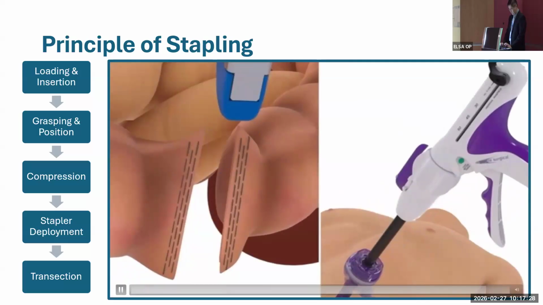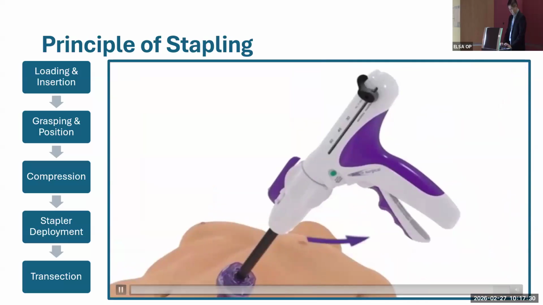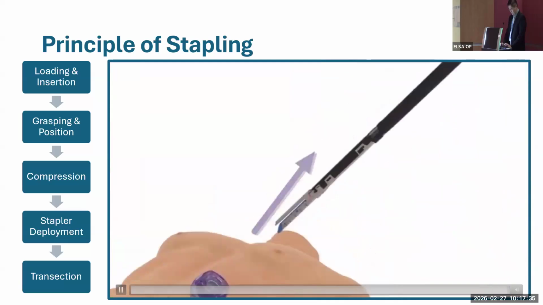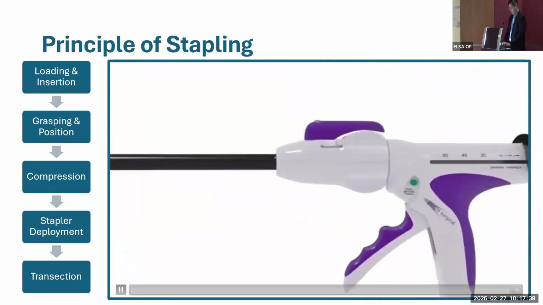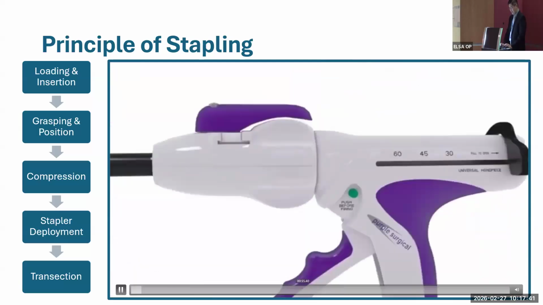Inspect the staple line for hemostasis. Close the jaws of the reloading unit by squeezing the firing handle and remove the device from the trocar cannula. Check the return lever is pulled back fully prior to connecting the reloading unit to the universal handle.